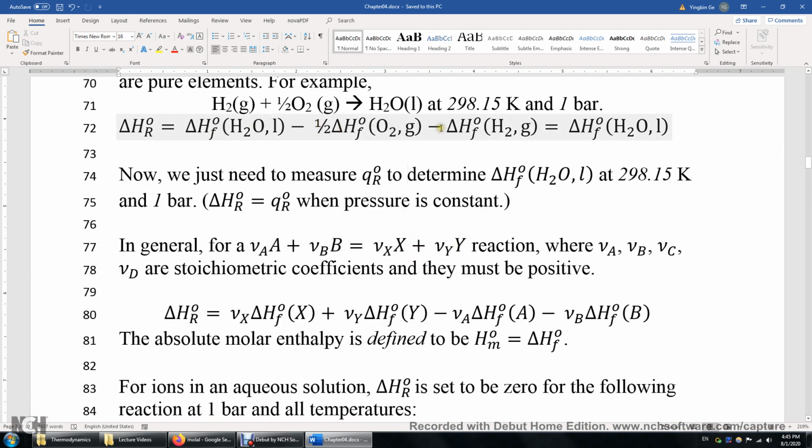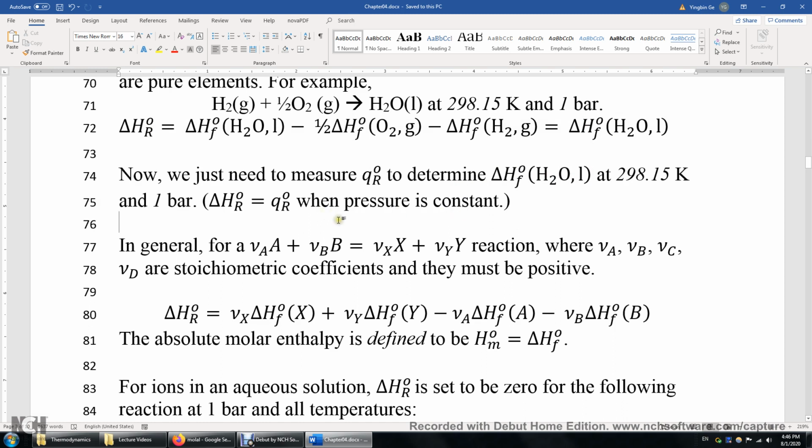The reason we do this is because it's easier to measure the heat flow. If somehow we can measure the heat flow of the reaction under the standard condition, the value of this Q_R is exactly the same as the enthalpy of reaction, and it happens to be just the enthalpy of formation of liquid water. And that's how we determine the enthalpy of formation of the compounds.